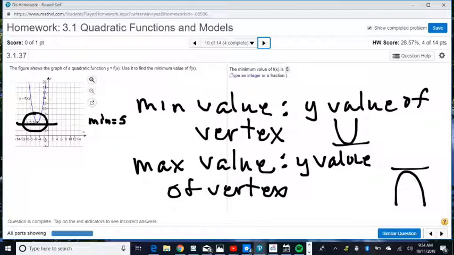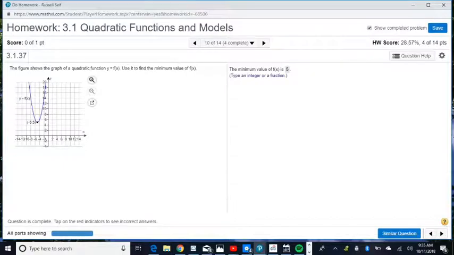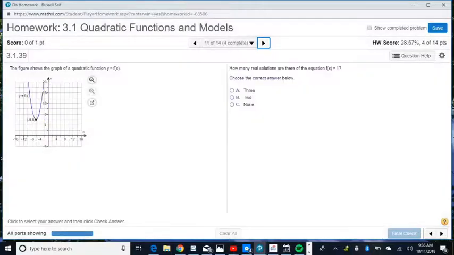All right, let's see what they graphed it for you, and they told you the minimum. Now let's see what number 11 does. Figure shows the graph. How many real solutions are there to the equation f of x equals 1? Okay, in other words, does f of x equals 1 exist? And if it does, where? Okay, and how many times?